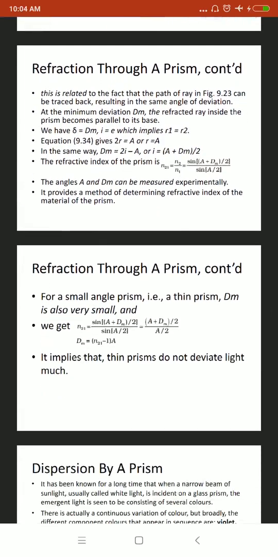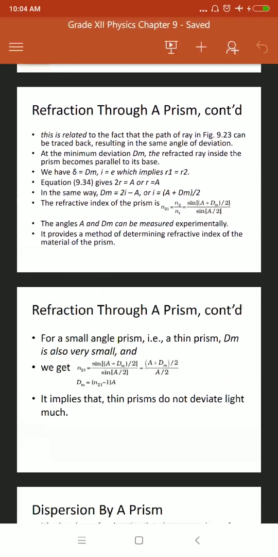For a small angle prism, or a thin prism, dm is very small. So sine of A plus dm by 2 can be written as A plus dm by 2, and sine A by 2 can be replaced by A by 2. So n21 equals A plus dm by 2 divided by A by 2. Making dm the subject, the minimum deviation angle dm equals n21 minus 1 into A. This equation is applicable for thin prisms which do not deviate light much, where almost parallel light is visible.